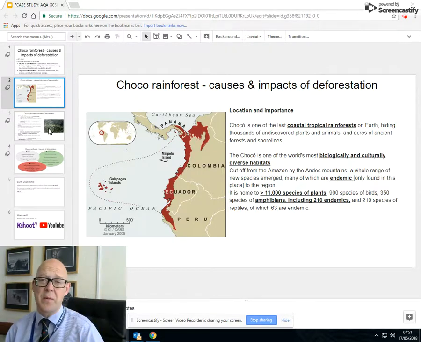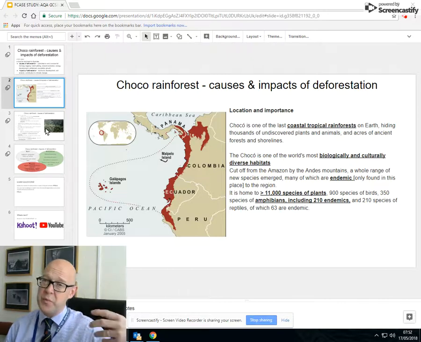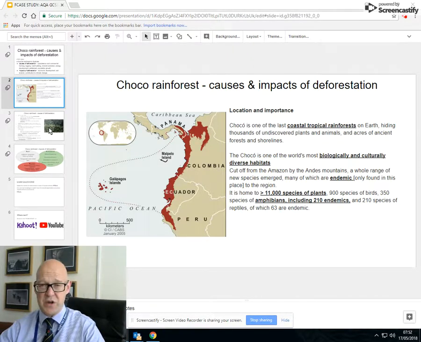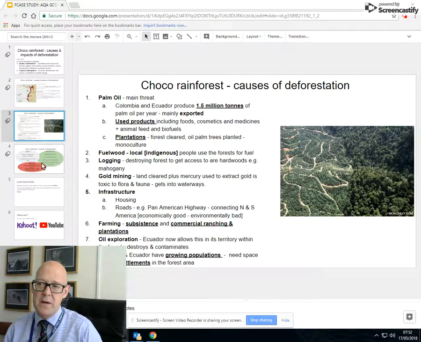So people like the WWF, not the Wrestling Federation, but the World Wildlife Fund, are very interested in saving the Choco rainforest. But the local people and the national governments have got their own needs. Local people need to survive. National government needs to pay off debt because this is an LIC, or a forest that covers 3 LICs, Colombia, Ecuador, and Peru, with Panama just at the northern tip.